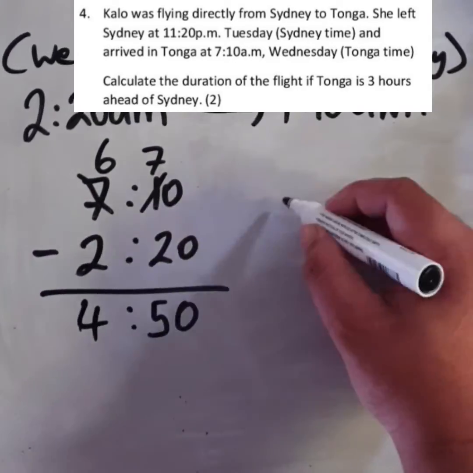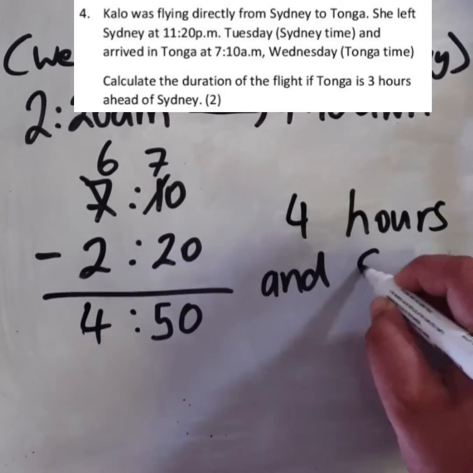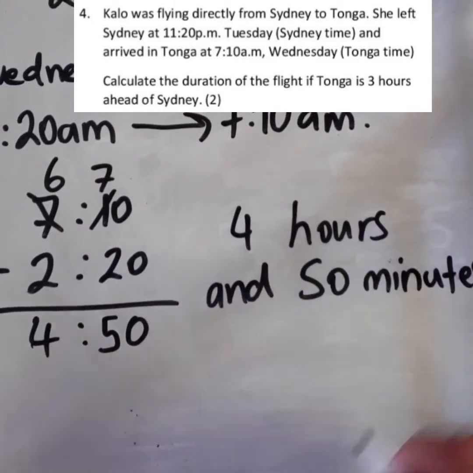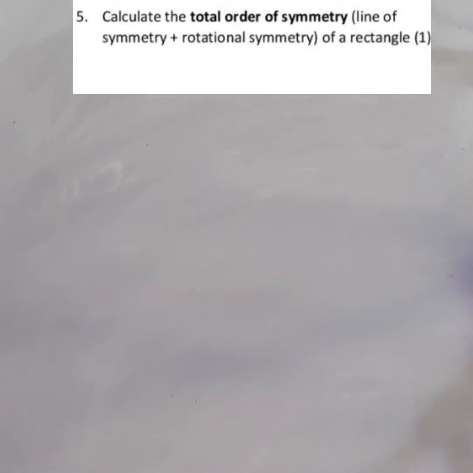So now we have the time between 2:20 a.m. and 7:10 a.m., which is 4 hours and 50 minutes, which is the duration of the flight.